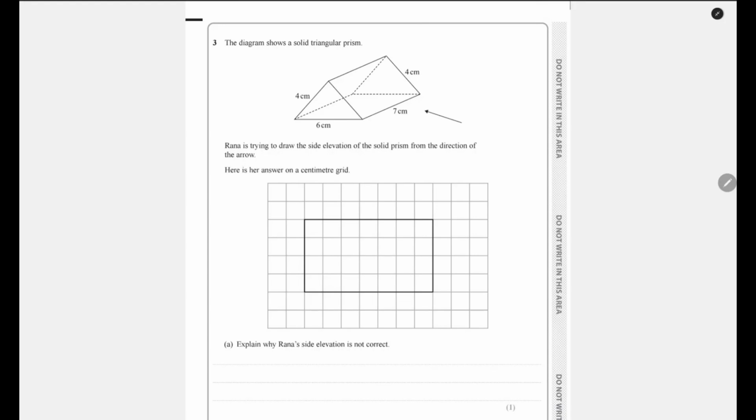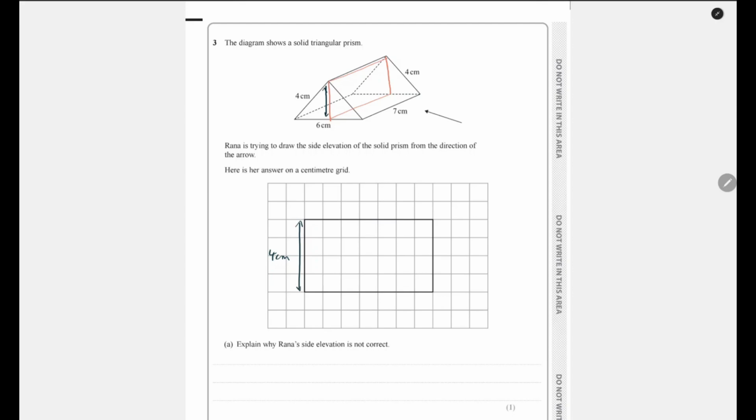Question 3 says, the diagram shows a solid triangular prism. Rana is trying to draw the side elevation of the solid prism from the direction of the arrow. Here is her answer on a centimeter grid. Explain why Rana's side elevation is not correct. Well, from the direction of the arrow, the side elevation is this here. And so Rana is saying that this length here is equal to this length here, and as it's a centimeter grid, she's saying it's 4 centimeters.